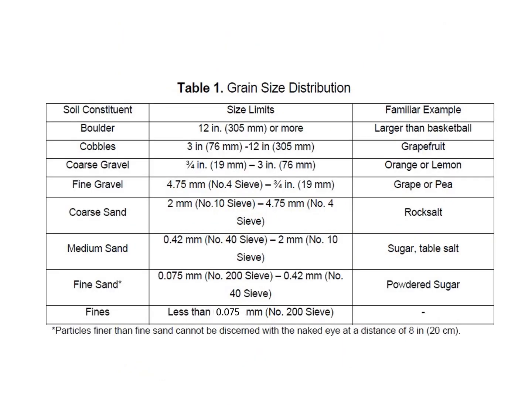Now here you would find the tables and the figure that we have discussed on the previous slides. So here is Table 1, grain size distribution. You can see boulder, cobbles, coarse gravel, fine gravel, coarse sand, medium sand, fine sand, and fines. And here the size limits are mentioned for these soil constituents, and familiar examples are given. That means the boulder is larger than a basketball, cobbles are like a grapefruit, and so on. So this is Table 1.